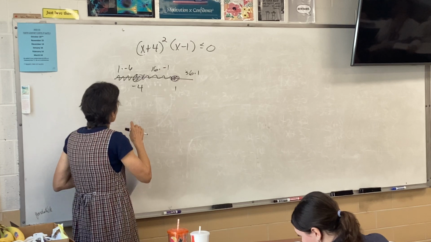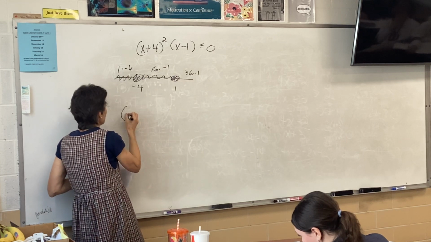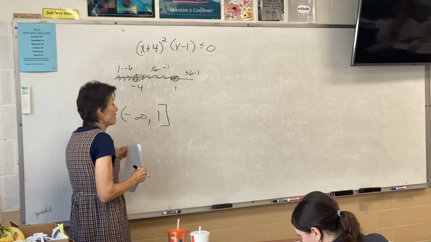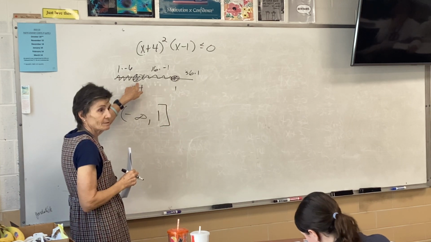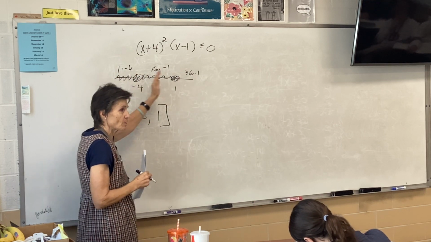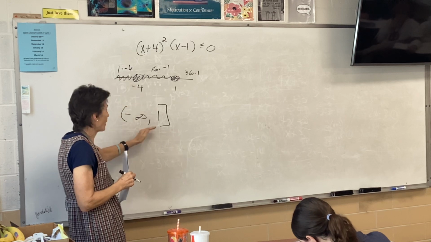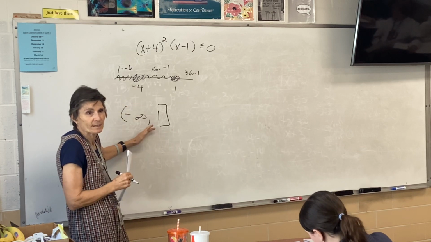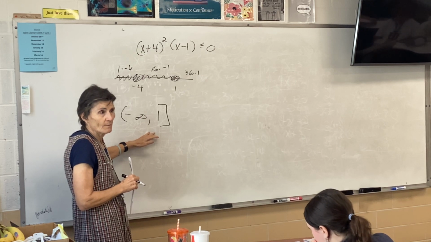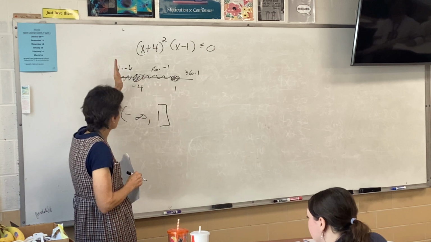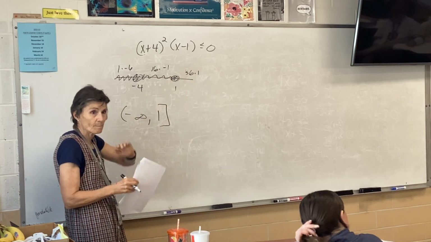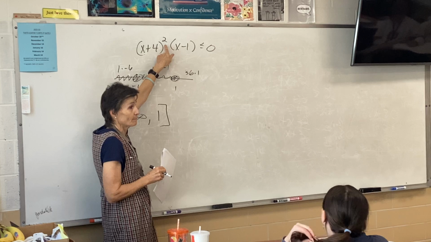Negative infinity to 1, because the -4 is also shaded in, so isn't that whole thing shaded? Yeah. There's no breaks in it, so when I write my answer, I don't need to break anywhere, it's just all the way. This problem, you have to check every space to see what you're shading, because of that right there.